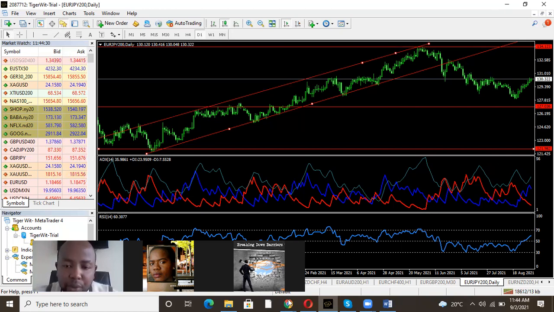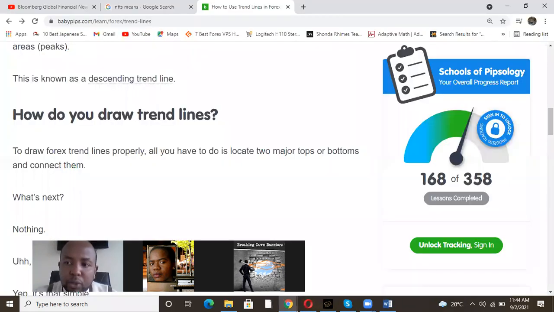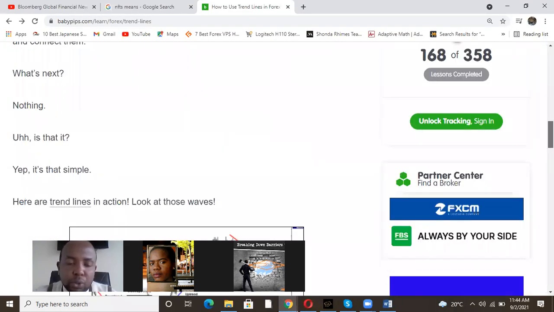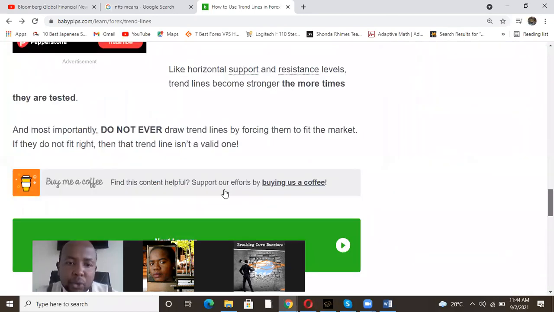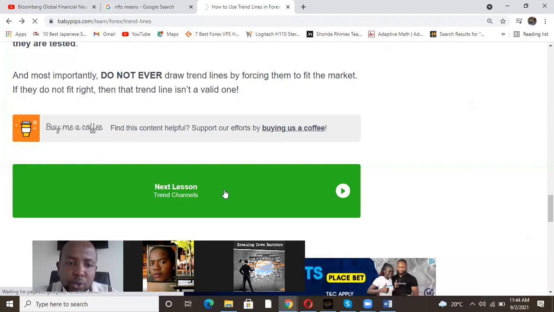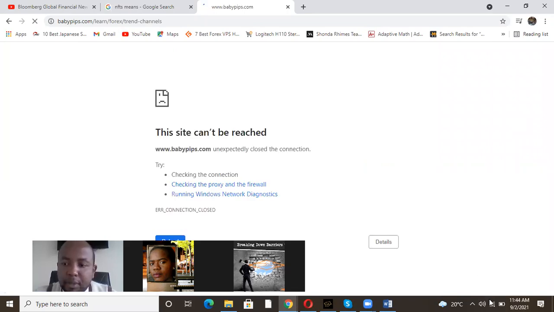So let me go back to my notes. So at least trend lines and channels, I've shown you how to draw them. Now I'm going to use both the trend lines and channels to draw support or resistance. Channels is when you're drawing two trend lines. I'm going to show you in a minute. I think my internet is down. Oh, it's back. So I'm going to show you with also the same Euro Yen.